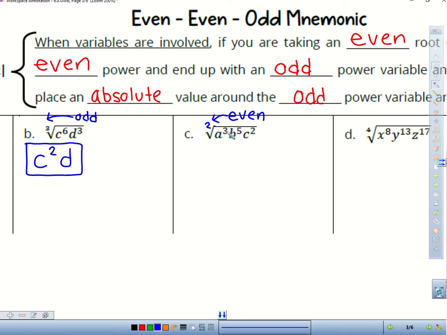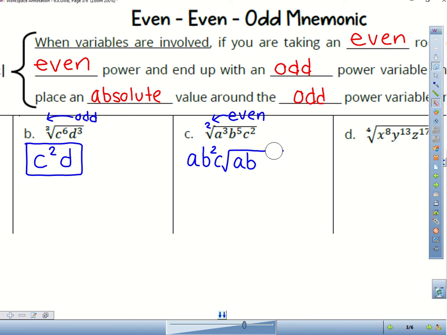So, how many times does 2 go into 3? Once, with a remainder of 1. Whatever the remainder is, that's the power that stays on the inside. What is 5 divided by 2? 2 remainder 1. The 1b has to stay behind. And what's 2 divided by 2? Exactly 1, with no remainder.